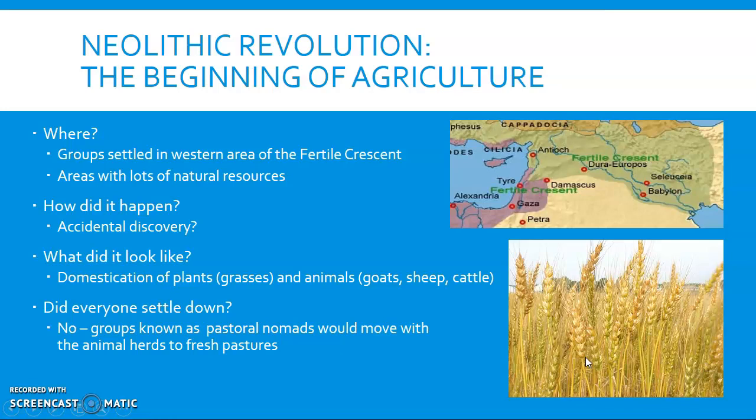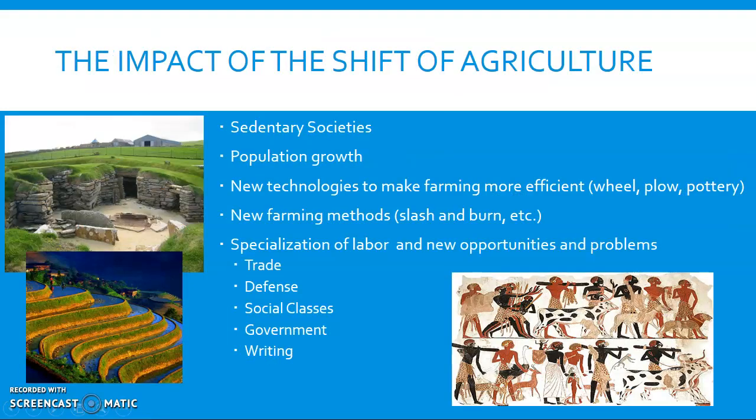Now, one note, not everyone settled down. There were still groups known as pastoral nomads that moved from place to place, from pasture to pasture with flocks of sheep. So while most people started to settle down during this Neolithic period, pastoral nomads still move around. So just keep that in the back of your mind.